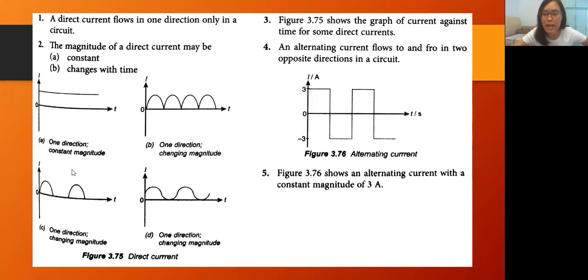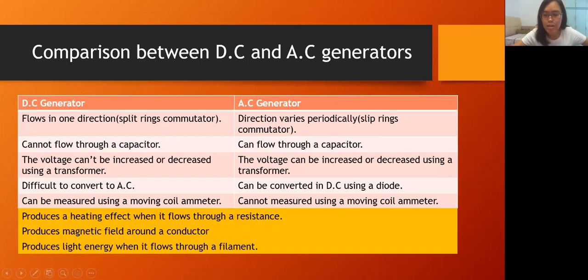But if you see an alternating current, one flow is in the upper part and another flow is in the lower part, upper part, lower part like that, that will be an alternating current. Okay? Can I? So this is what I asked you to copy down just now.